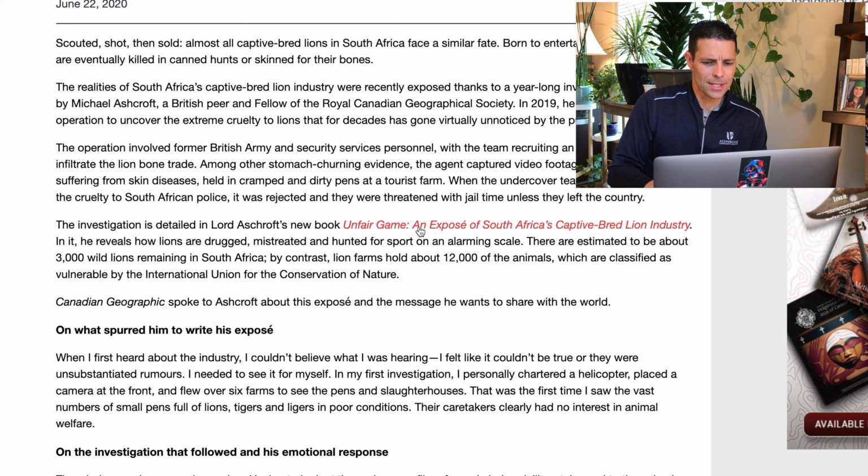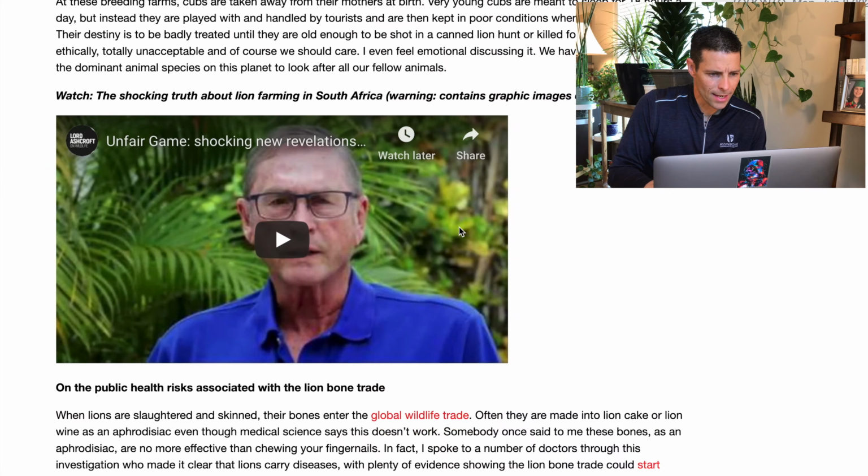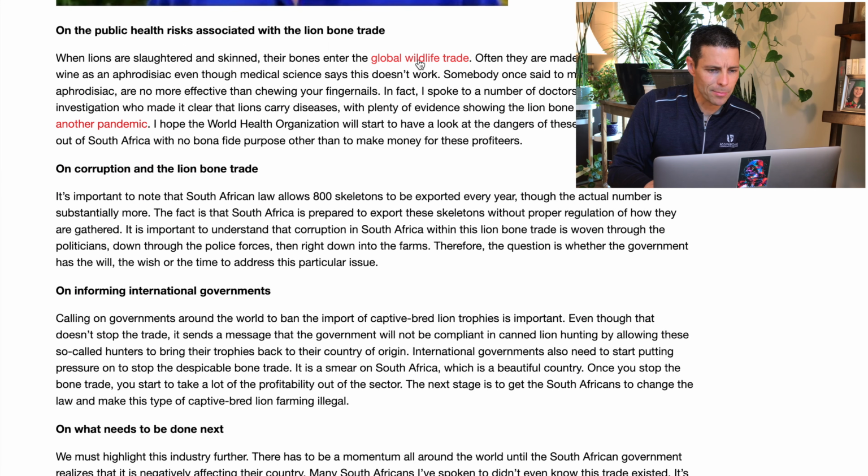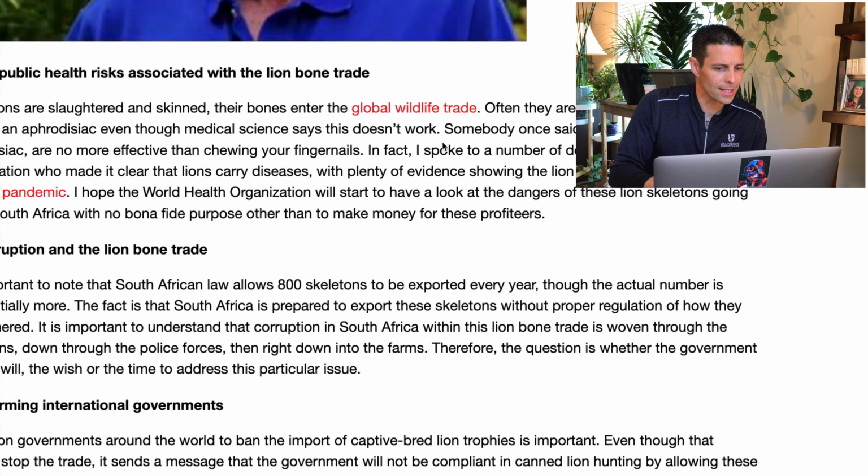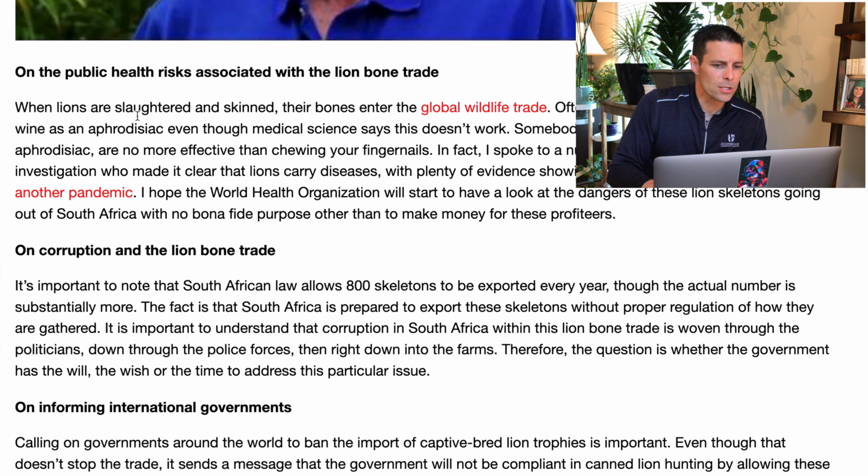What else? Ooh, what's this red text? So here, it's a hyperlink. I see one there. I see another hyperlink here and another one here. So what are hyperlinks all about? Let's look at this sentence here. When lions are slaughtered and skinned, their bones enter the global wildlife trade. So hyperlinks, I do an entire video about hyperlinks in article. You add them to your list. You have to have hyperlinks in your article.